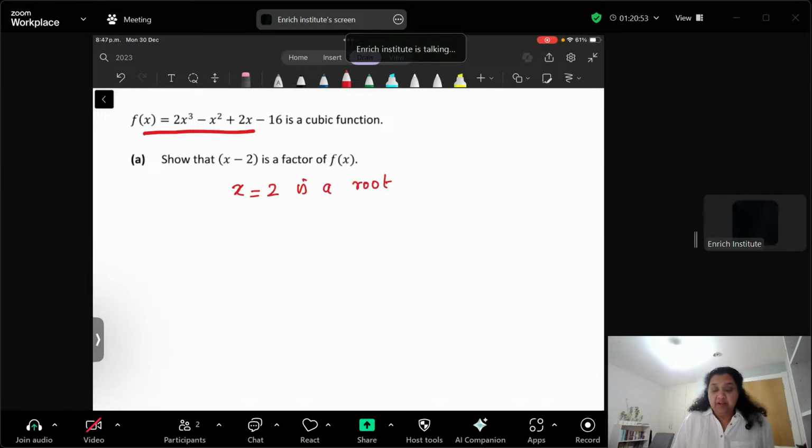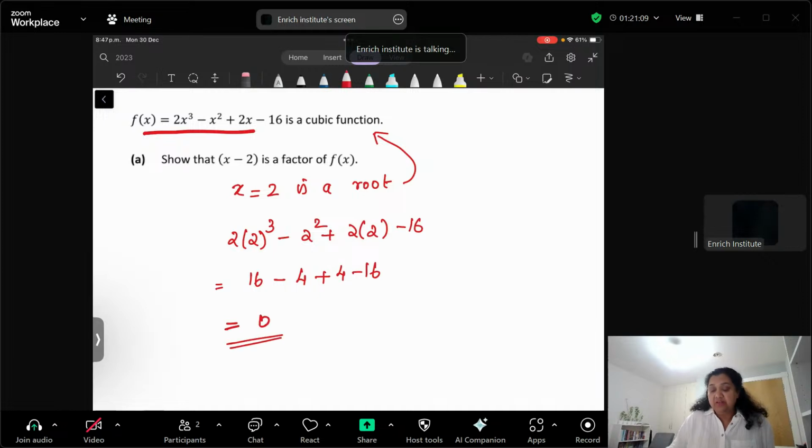Yeah. And then I can substitute it into this function, which is 2 times 2 cubed minus 2 squared plus 2 times 2 minus 16. That is equal to 16 minus 4 plus 4 minus 16, which is equal to 0. And hence it is a factor.